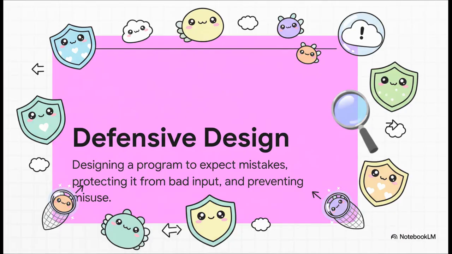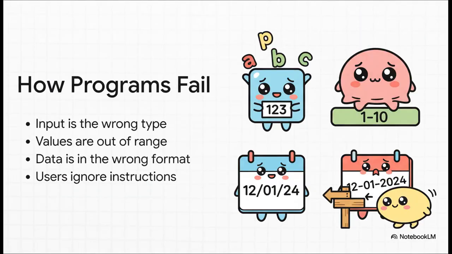Defensive design is really a way of thinking. It's the practice of writing code with the core assumption that mistakes are going to happen. The goal is to anticipate those mistakes and build in protections against bad input. It's a proactive approach. You're trying to stop misuse and errors before they even have a chance to cause a problem.